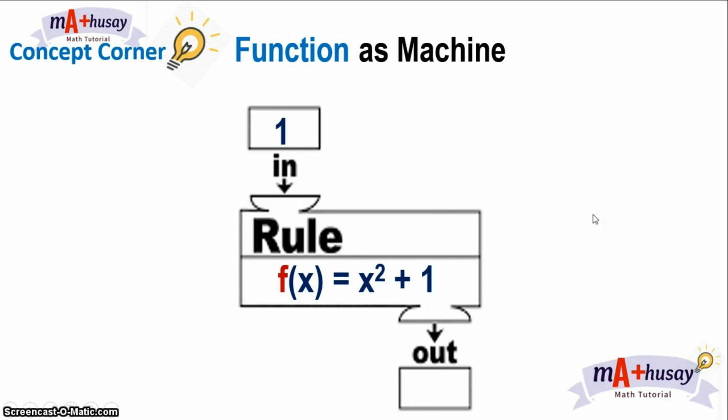Kung ang domain o input ay x is equal to 1, ang magiging output o range na define ng function na f of x equals x squared plus 1 ay 2. Dahil kung ang x natin is 1, so f of x o f of 1 equals 1 squared plus 1 ay 2. So yung x value na 1 ay related lamang sa iisang value ng y at yun ay ang 2. Ang ginawa natin ay tinatawag na evaluation of function.